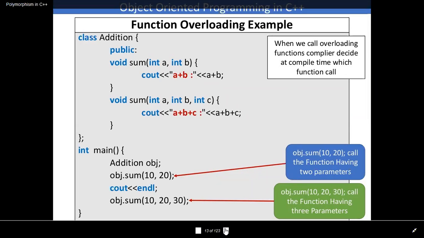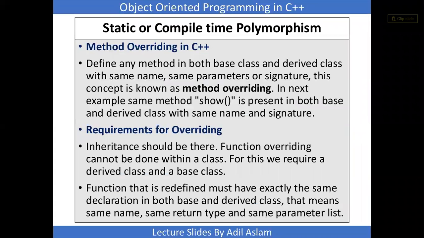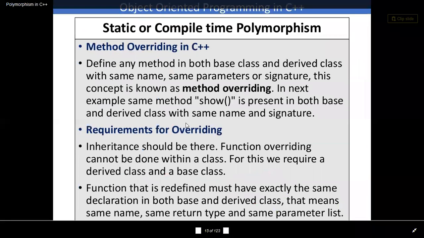Binding is a process that decides when we call a function, or when we decide to call a function. Early binding means during the compilation, we decide which function to call, and late binding means during the runtime, we decide which function to call. I will come back to this later, but for now, this is the idea. Now here is the method overriding.